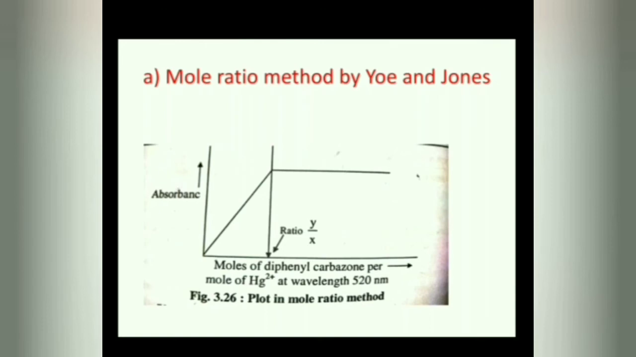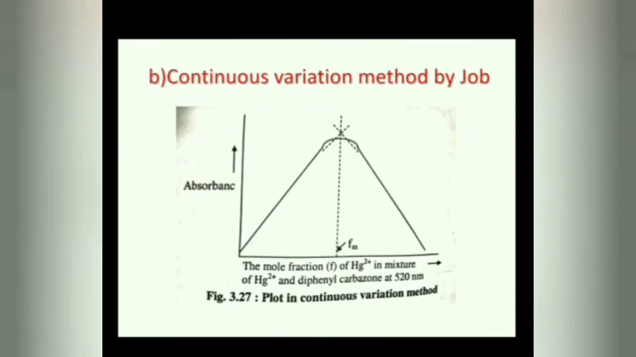That method is Job's continuous variation method. Okay, in this particular method, the total molar concentration of the metal ion and ligand is kept constant, but the ratio of the moles of the components is varied in a series of solutions. Okay, the total concentration is equal to Cm plus Cl, that is concentration of metal plus concentration of ligand is equal to constant. The absorbance of each solution is plotted as a function of the mole fraction of one of the components. The absorbances are measured at the wavelength where the complex shows the maximum absorption.